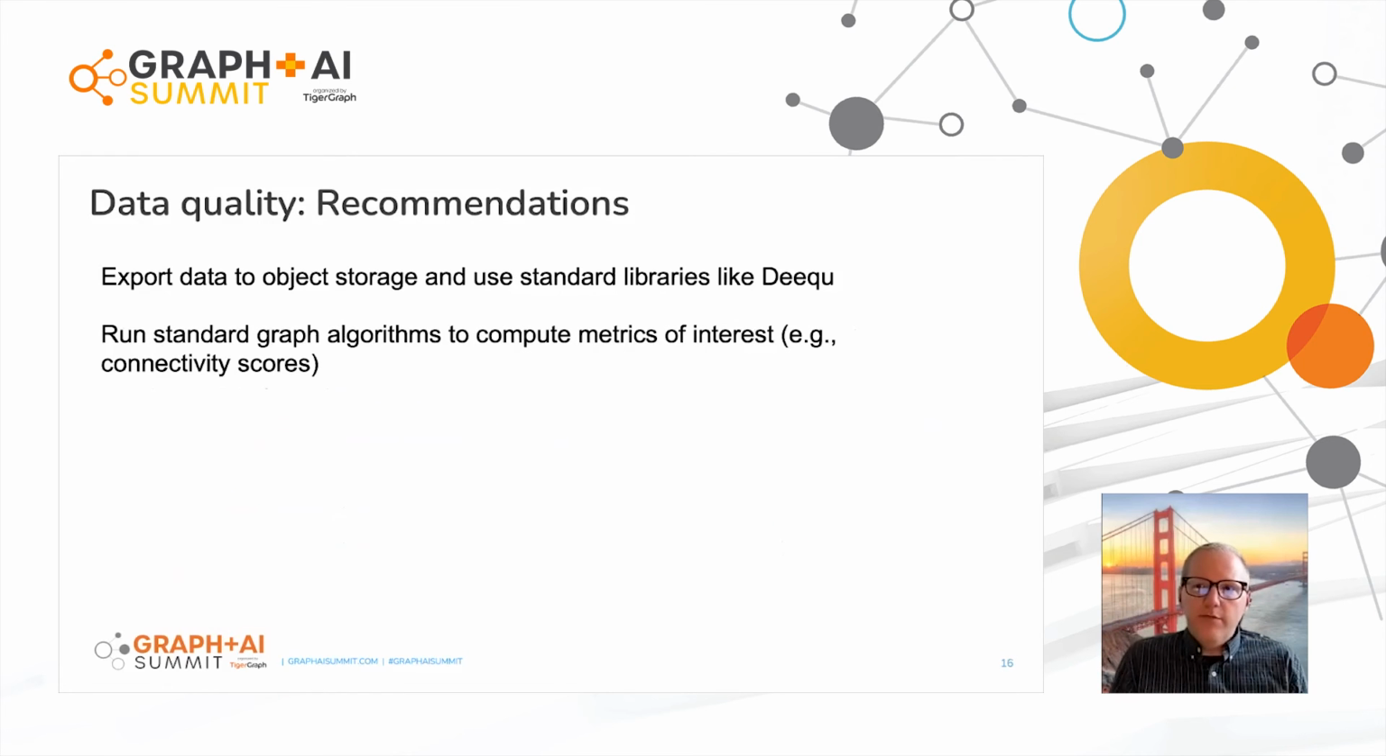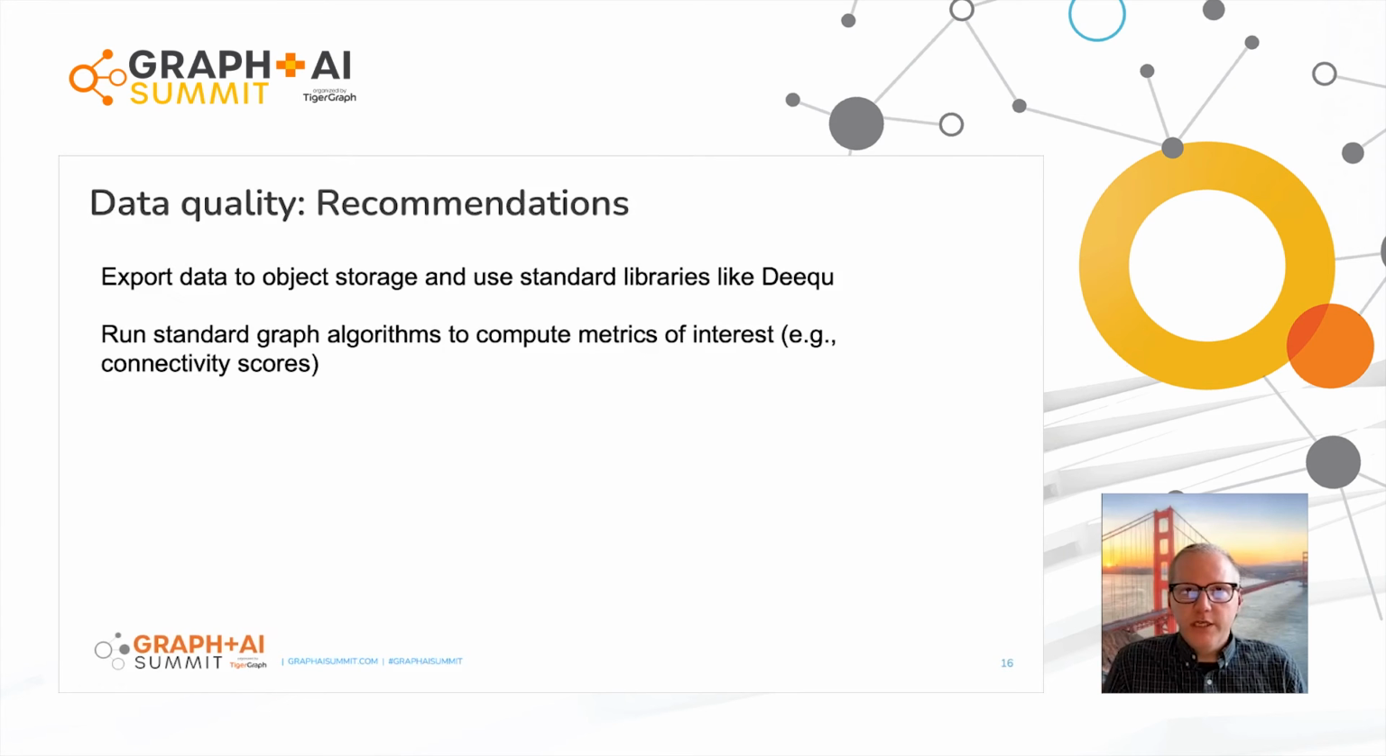Now, on the data quality front, again, there's not really a one-size-fits-all answer here. You can take a couple of approaches. For example, if you export your graph into a tabular format, into flat files in an object storage system, there are open source libraries like DQ that can then look at the properties of vertices and edges in isolation and give you some statistical information about the data distribution and quality there.